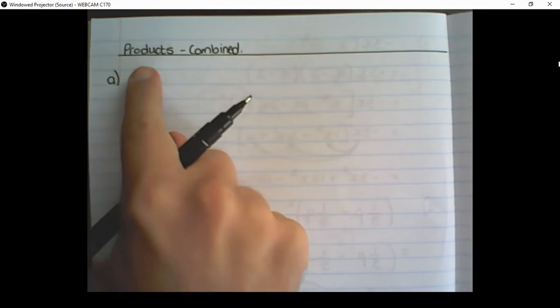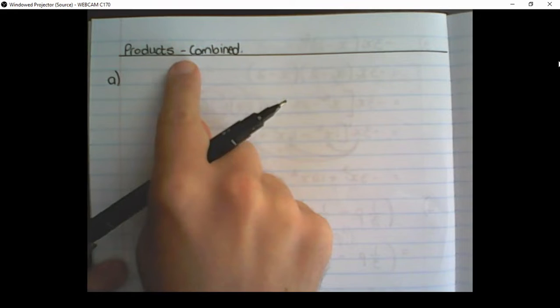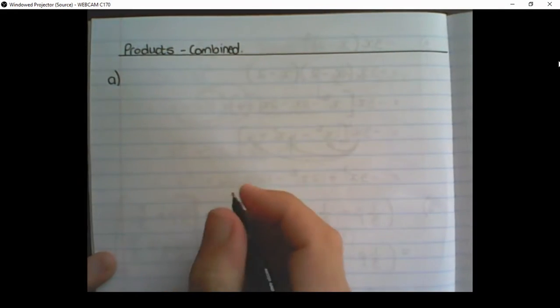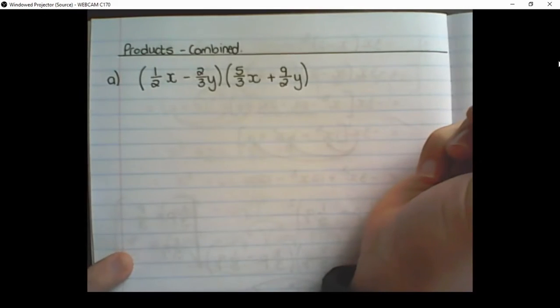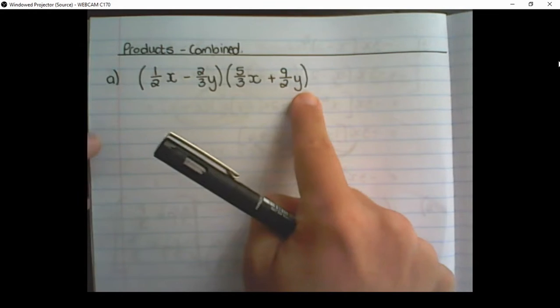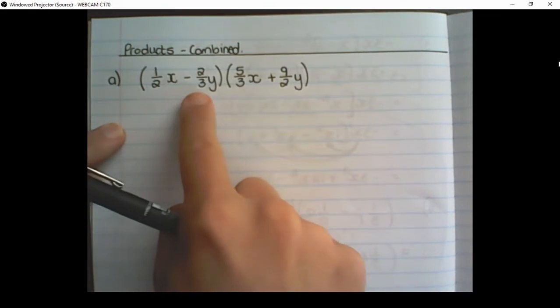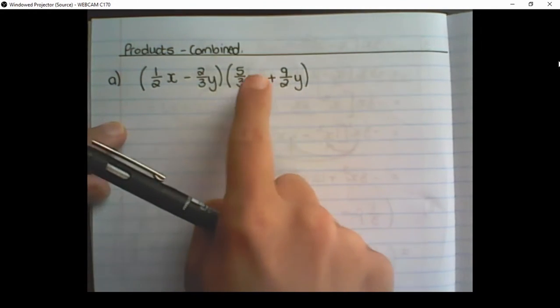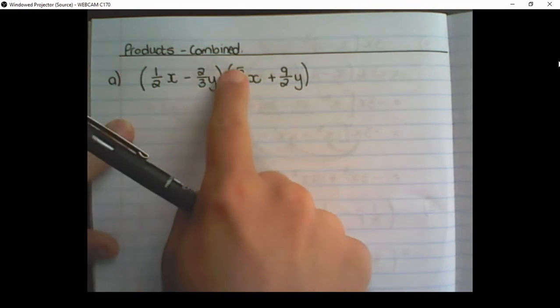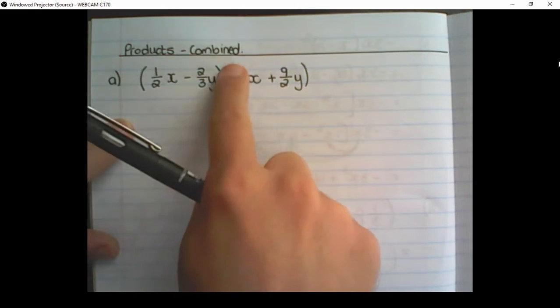Hello guys, in today's lesson we are going to continue with multiplying out brackets and we are going to do some exercises that combine the previous lessons. First, let us address the issue of fractions. The approach remains the same with fractions. We simply multiply everything in the brackets on the left with everything in the brackets on the right.